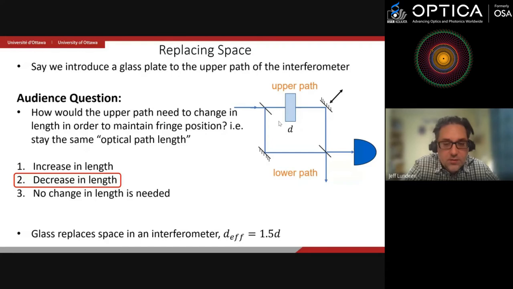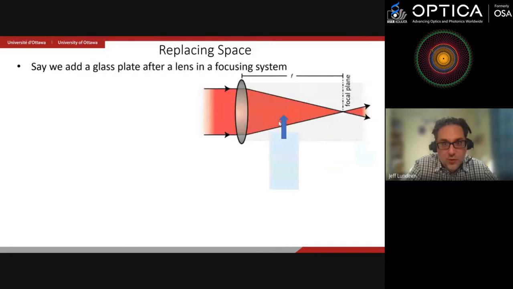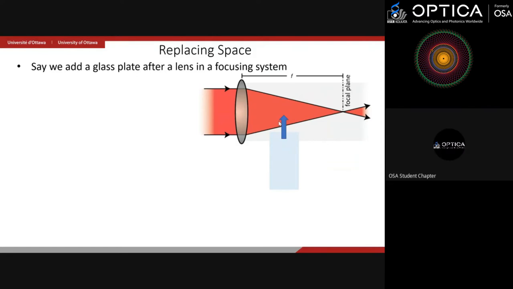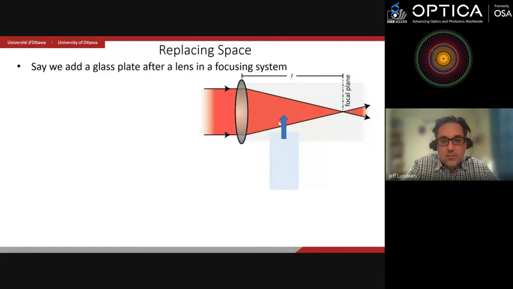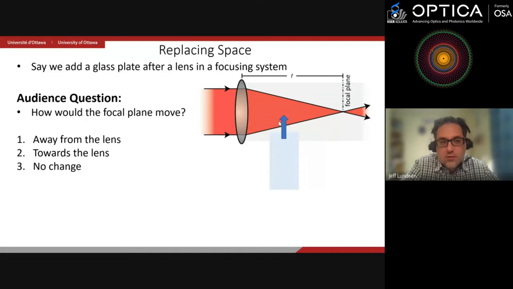Okay, we're going to go on immediately to our next question. Now we have a collimated beam coming into a lens, and the lens focuses the light, and we're going to add this glass piece. How would the focal plane move? So Niladri, you can launch the second poll.